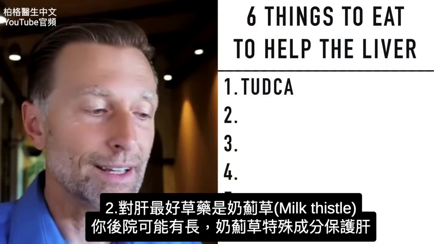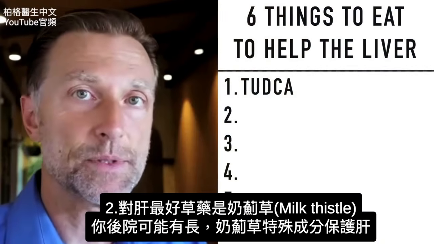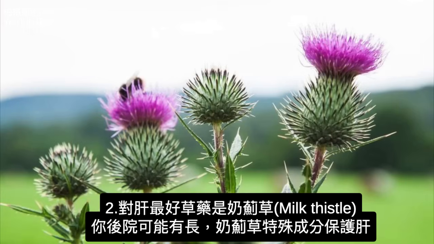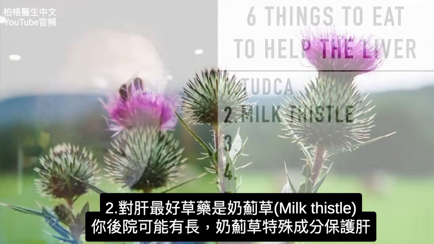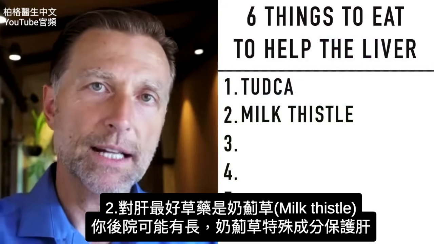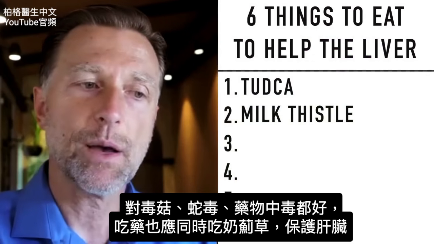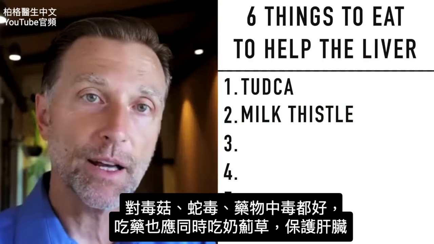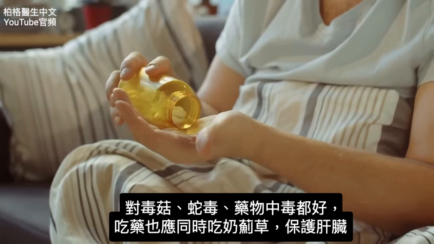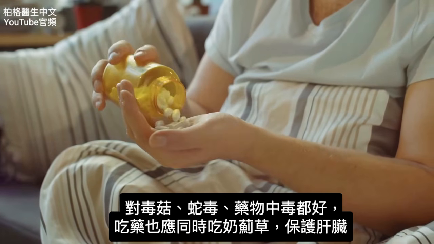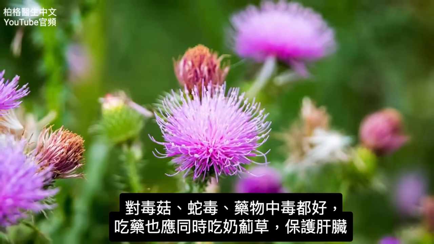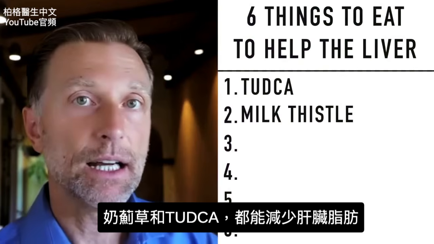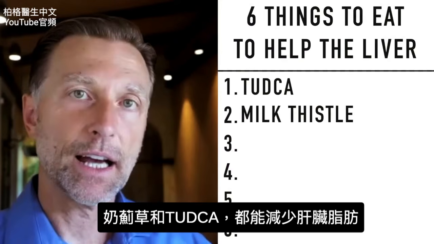Number two, one of the best herbs, actually the best herb for the liver is milk thistle, okay? And you might even have it in your backyard, but milk thistle has special properties to protect the liver. It's used if someone has some type of poisoning, either from a mushroom or maybe a snake or maybe medication. In fact, if you do take medications, you should at the same time be taking milk thistle to protect the liver. And milk thistle, as well as TUDCA, can help reduce fat on your liver.